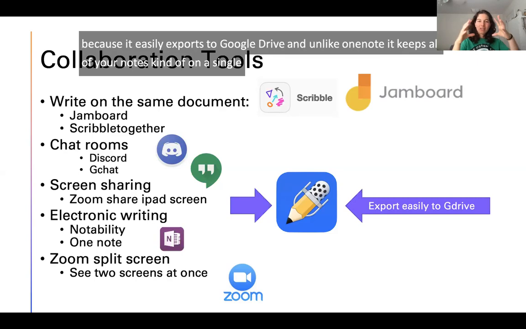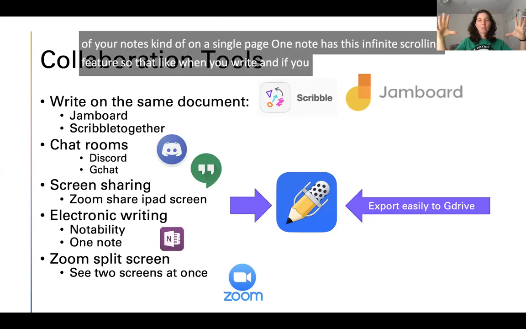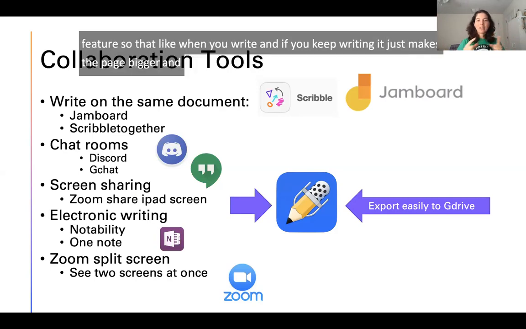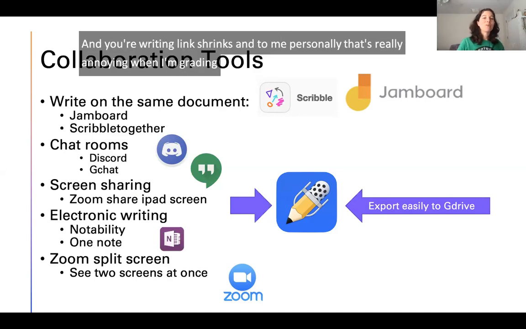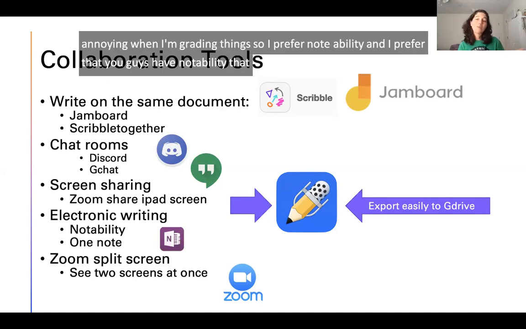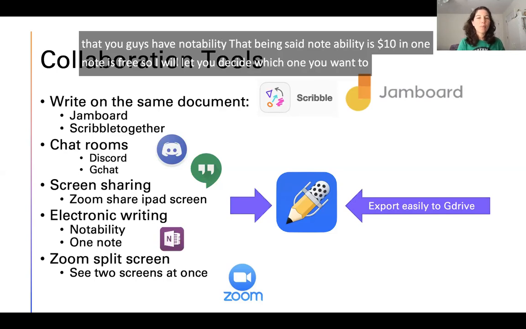OneNote has this infinite scrolling feature so that when you write, and if you keep writing, it just makes the page bigger and bigger and your writing shrinks. And to me personally, that's really annoying when I'm grading things. So I prefer Notability, and I prefer that you guys have Notability. That being said, Notability is $10 and OneNote is free. So I will let you decide which one you want to use, but I highly suggest Notability.